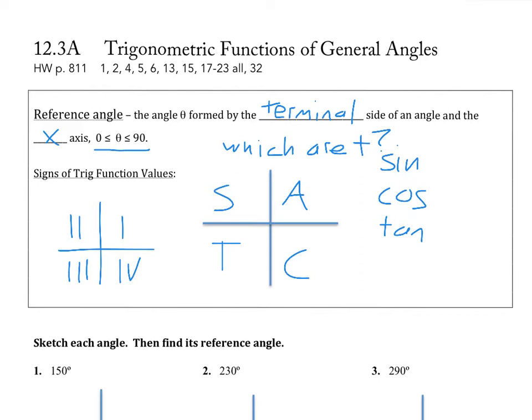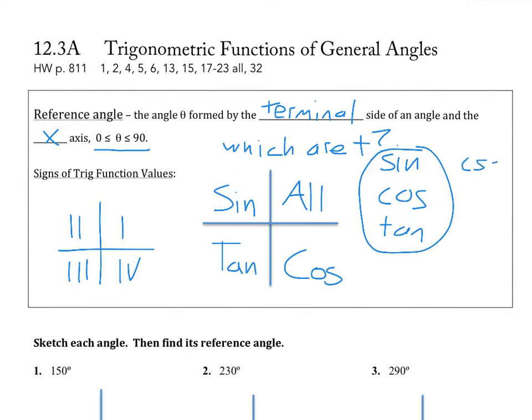Alright, so which ones are positive? In quadrant 1, all 3 of these are positive. In quadrant 2, sine is positive, and cosine and tangent are negative. In quadrant 3, tangent is positive, sine and cosine are negative, and in quadrant 4, cosine is positive, sine and tangent are negative.